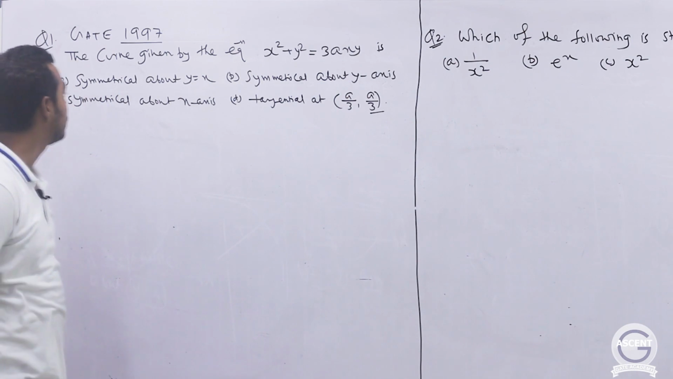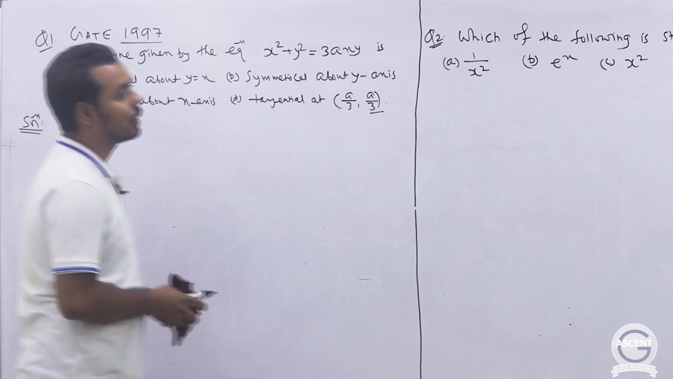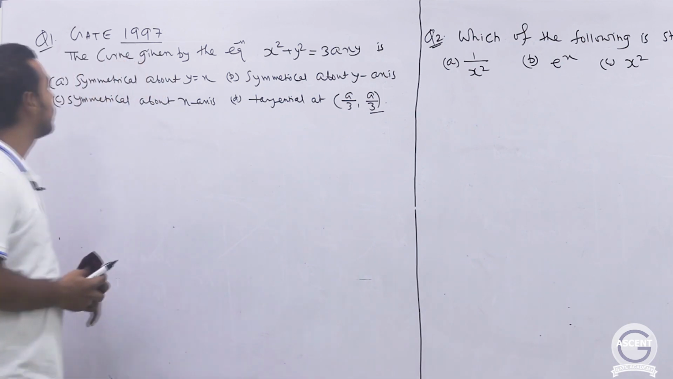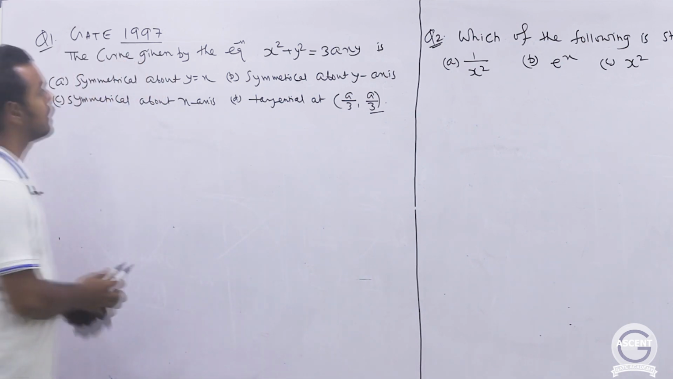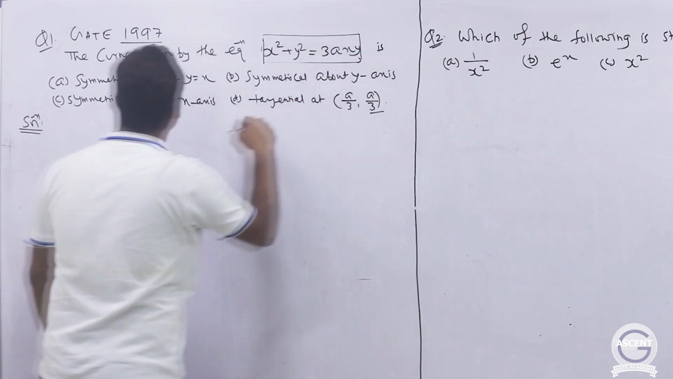So now we have these two problems. The first problem was asked in GATE 97, another one in 2007. So the first problem is: the curve given by the equation x square plus y square equals 3axy.